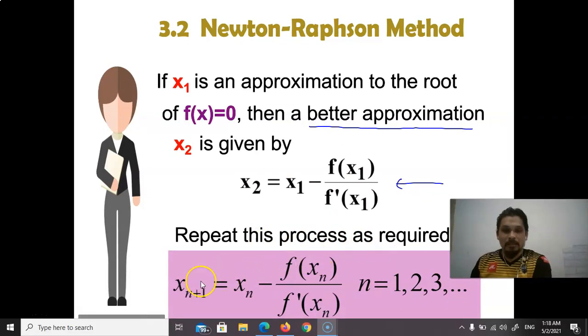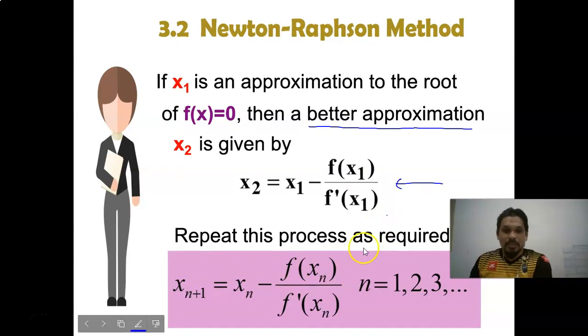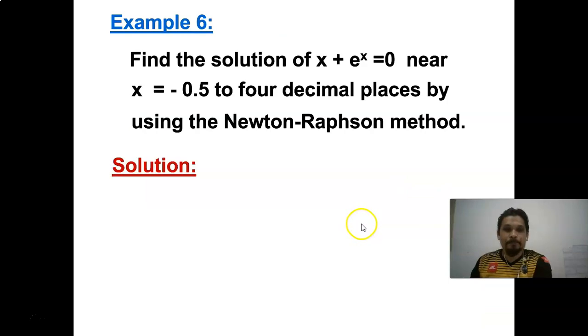For x n plus 1 equal to x n and all this. What's all this? We're going to look into an example to give you a clear picture of this. Find the solution of x plus e to the power of x equal to 0, near to negative 0.5, to 4 decimal places by using the Newton-Raphson method.